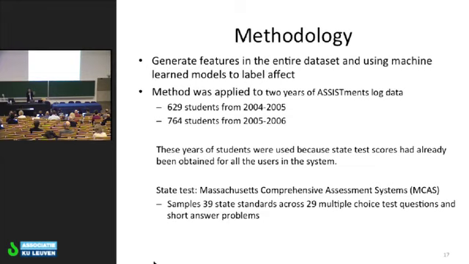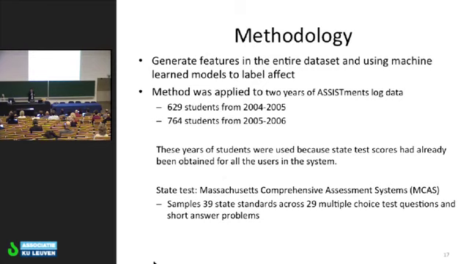So now we have this mapping of features to affect labels, and we're going to create these features across not just those 229 students, but all the students in our data sets, and label each action with an affective state that was trained using our classifier. So it was 629 students from 2004 to 2005, 764 students from 2005 to 6. So this is a long time ago, but we used these because we had state test scores for the students during these years readily available.